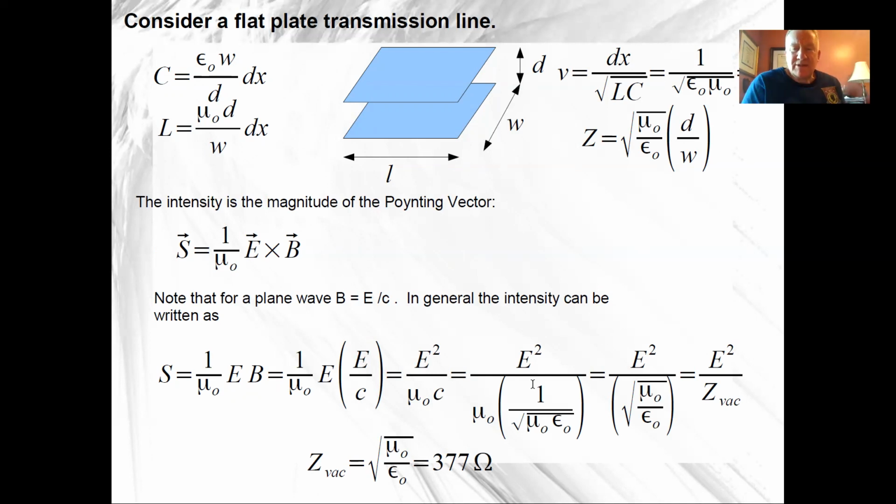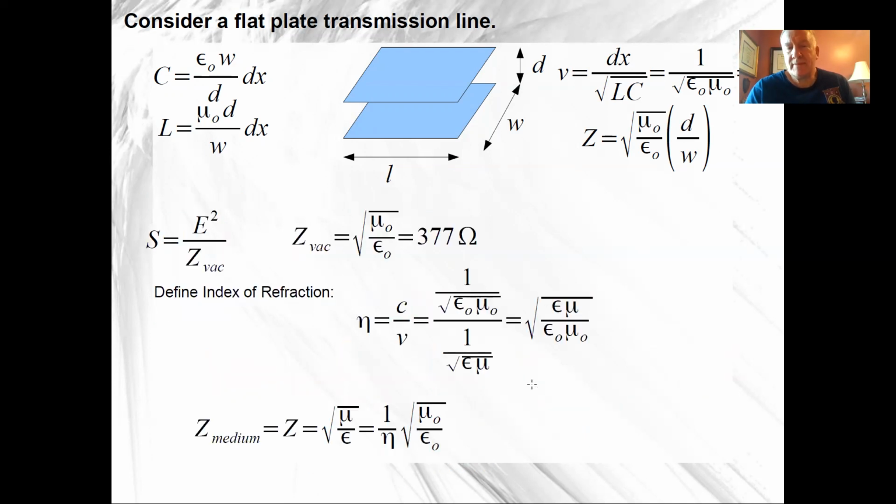If we do a little bit more algebra, we end up with that this intensity, this power per area, is equal to E squared over Z in a vacuum, because Z is going to be equal to the square root of mu naught over epsilon naught, which is equal to about 377 ohms. In the medium, right, so this is in a vacuum.